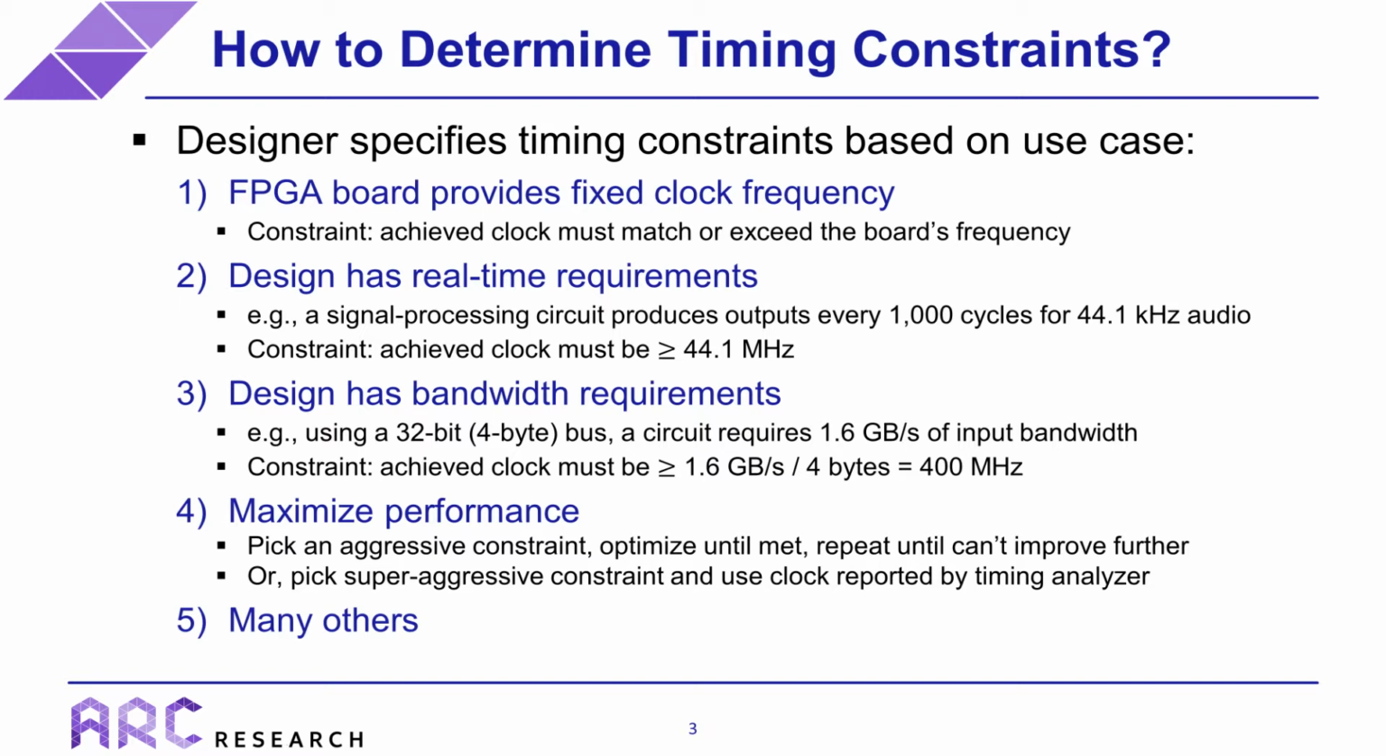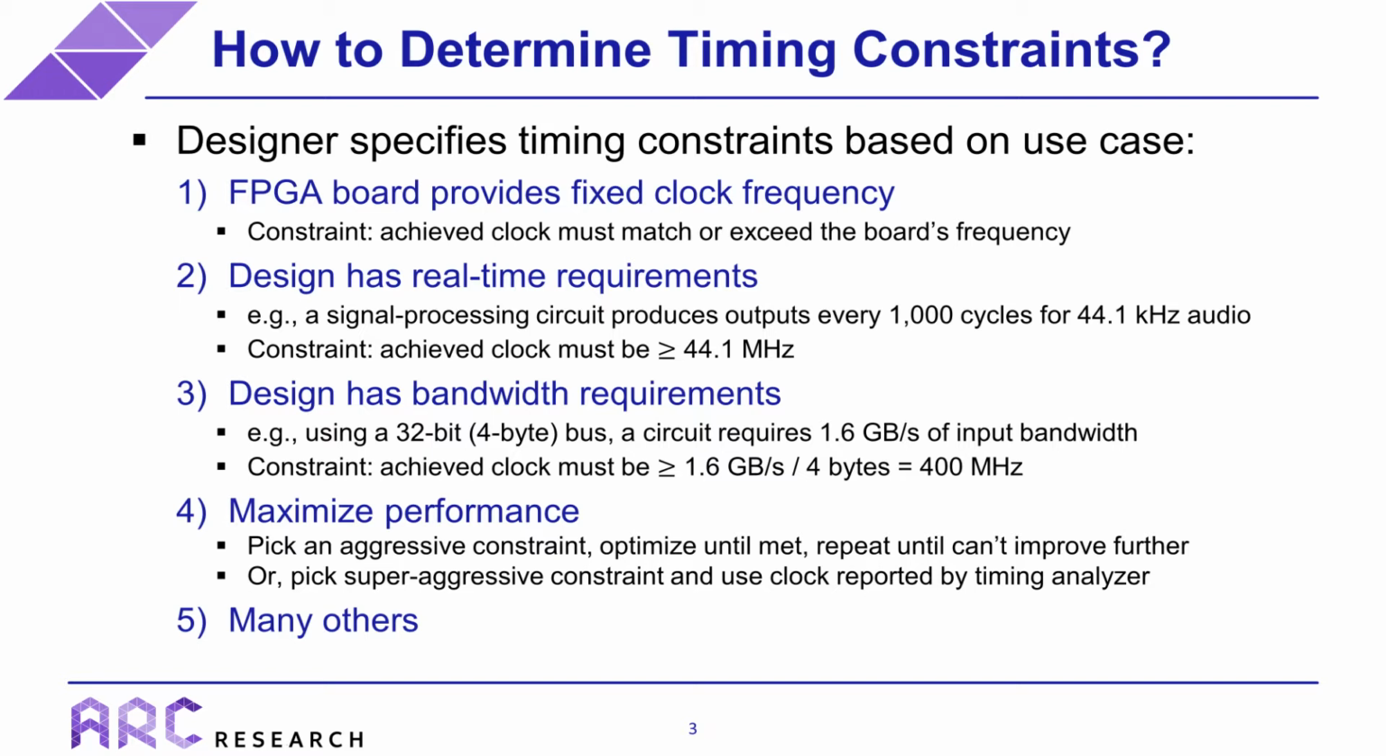Now, another situation would be when you have a design that has specific bandwidth requirements. For example, let's say you have a circuit with a 32-bit bus, so 4 bytes, and that circuit requires 1.6 gigabytes per second of input bandwidth to achieve the desired functionality, possibly because of other constraints. So in this case, the clock has to be at least 400 megahertz in order to achieve this amount of bandwidth. So that 400 megahertz would then become your timing constraint for the clock in this design.